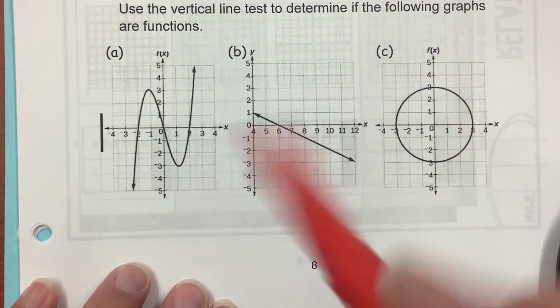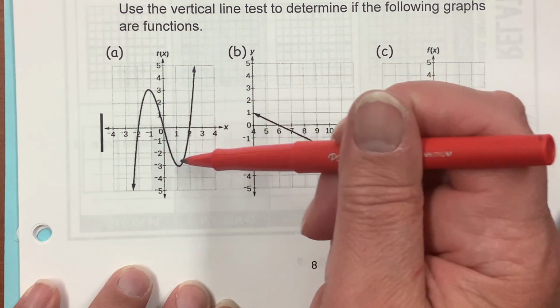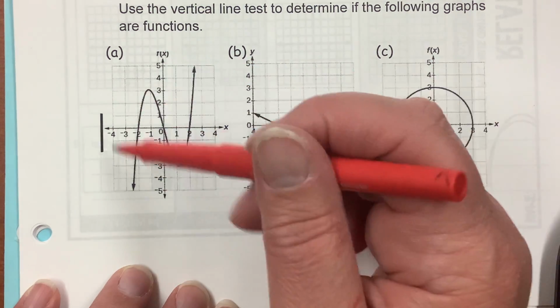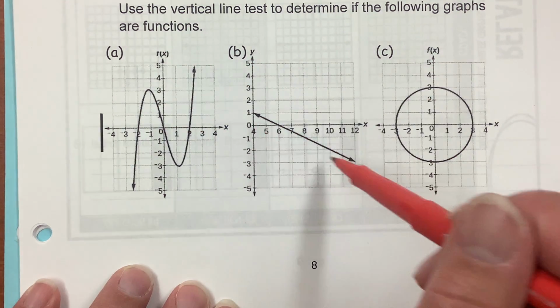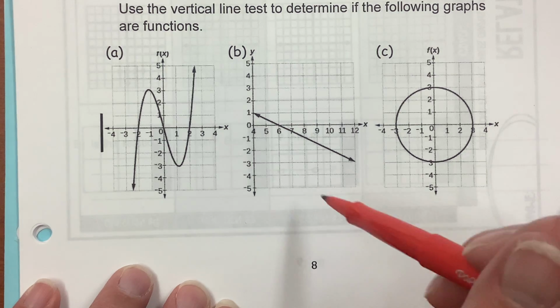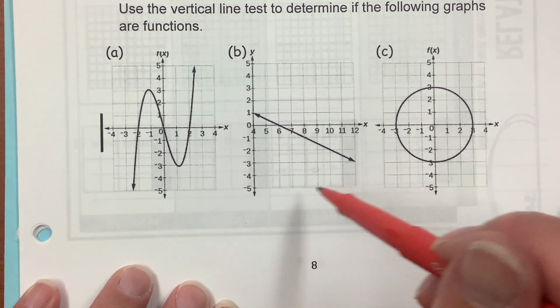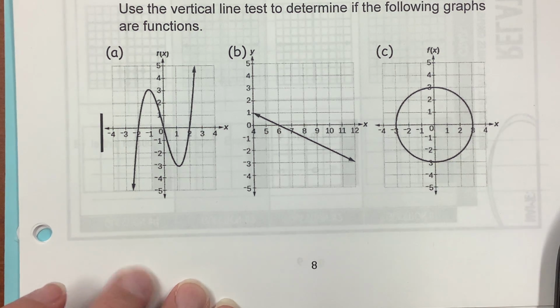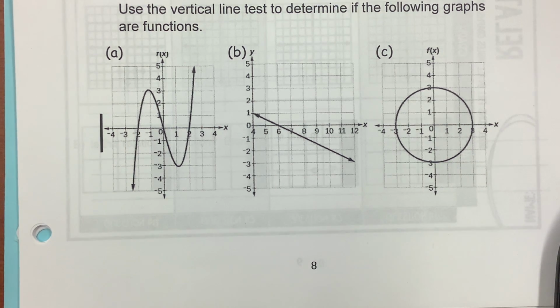So if I'm down here, this squiggly line is the graph. The background is the coordinate plane. This line is the graph. The background is a coordinate plane. The circle is the graph. The background is a coordinate plane. So pause the video and answer these 3 problems, A, B, and C.